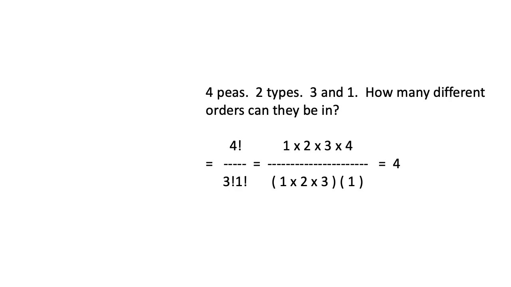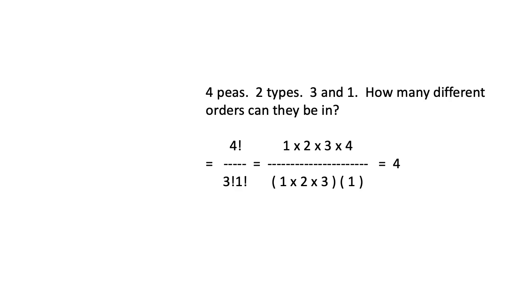Hopefully, with just a little bit of thought, you come up with the answer 4. Not because the formula is there, but because there's only 4 ways you can arrange it so that you have 1 green and 3 yellow peas. But let's walk through this math here. So on the top of the first fraction, we have the 4 exclamation point, and that means 4 factorial. And factorial is just the product of all the numbers from 1 to the number you're interested in, in this case 4. So that's 1 times 2 times 3 times 4. That's 4 factorial. And in this case, that means 24.